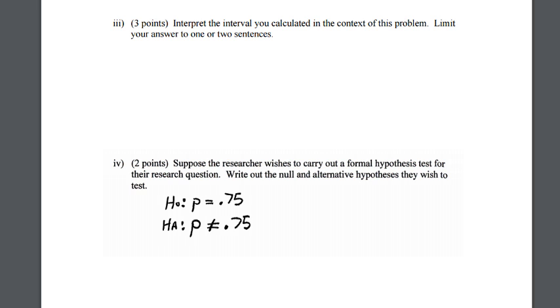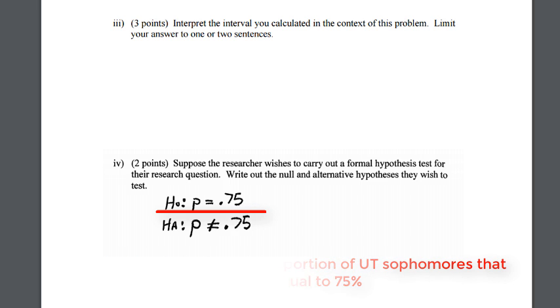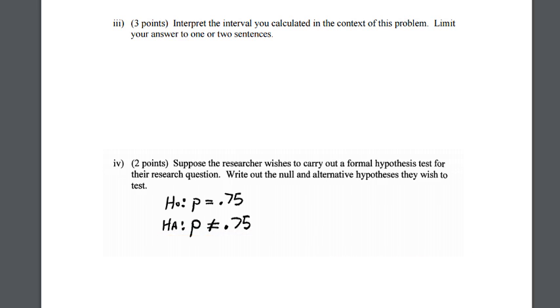Their alternative would simply be that it's not 75%. So remember, we're testing proportions here. So if you read it as a sentence, the null states that the true proportion of UT sophomores that recycle is equal to 75%. The alternative states that the true proportion of UT sophomores that recycle is not equal to 75%. With that in mind, we just need to simply put it into notation now.